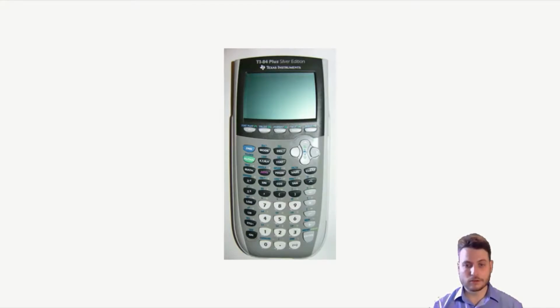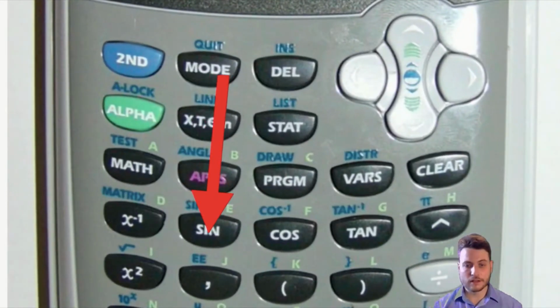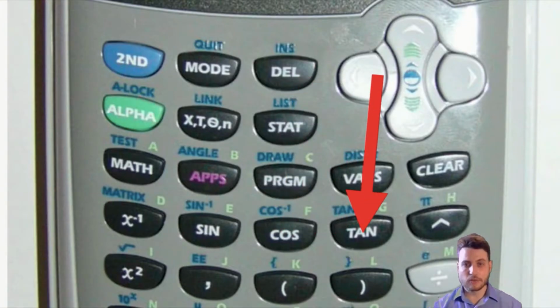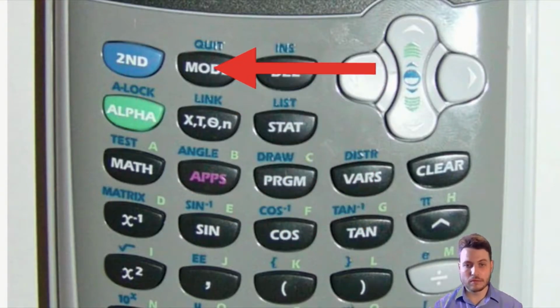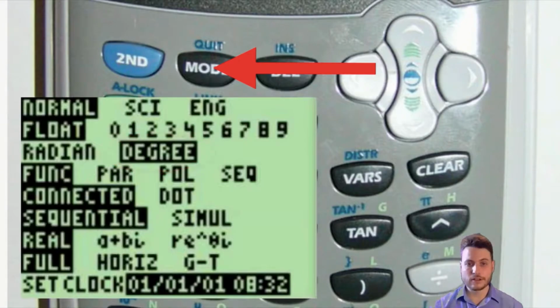I'm just going to give you a few examples of using them. Just as a reminder, your trig identities appear here on your calculator: sine, cosine, and tangent. And before you use these, please make sure to hit mode and make sure that your calculator is set to degrees rather than radians. That's a very common mistake.